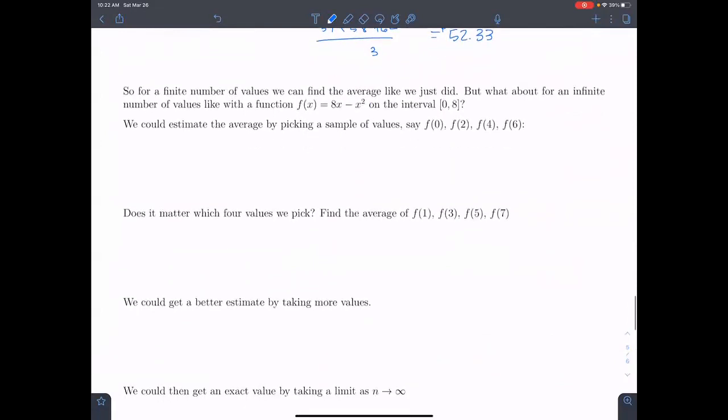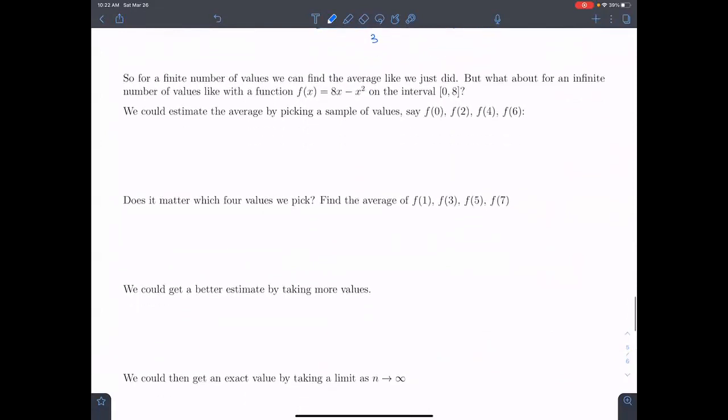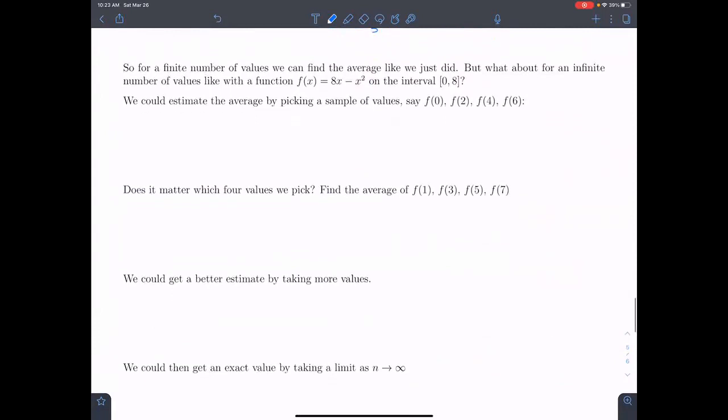For a finite number of values, we can find the average like we just did, but what about for an infinite number of values like with a function? So we're trying to find the average value of a function on the interval from 0 to 8. So we can do what we did there, just sort of take a bunch and average them out and say, maybe it's this. So f of 0 here is 0. F of 2, if you trust me on this, is 12. F of 4 is 16. F of 6 is 12.